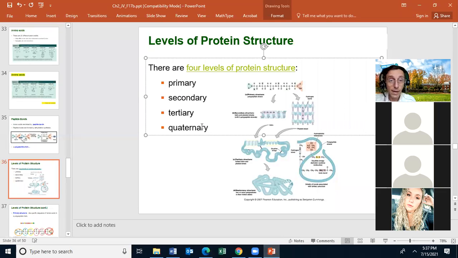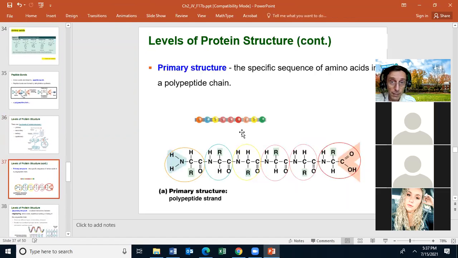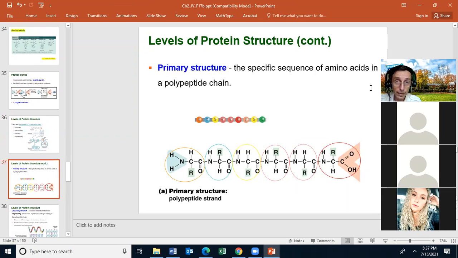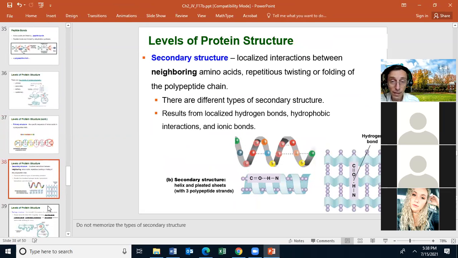There we go. So let's talk a little bit more about the primary structure, the secondary structure, and the quaternary structure. The primary structure is what happens when the protein is just made. The primary structure is just the sequence of the amino acids, one amino acid after the other. Once the protein is made, these amino acids can start interacting with each other, and that gives rise to the secondary structure. The secondary structure is localized interactions between neighboring amino acids. So the secondary structure is only the interaction of nearby amino acids.